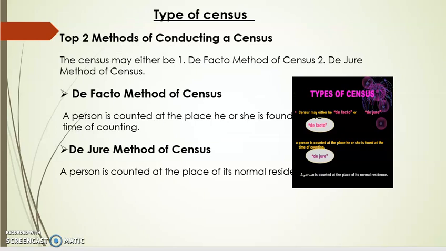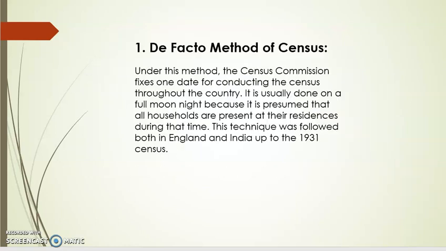The types of census. There are two types of census. One is the de facto method of census and the other is the de jure method of census. De facto method of census. Under this method, the Census Commission fixes one date for conducting the census throughout the country. Thus, this method is conducted among all persons who stayed in the selected household the night before the interview.